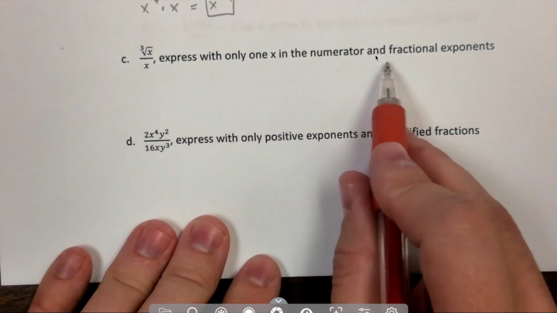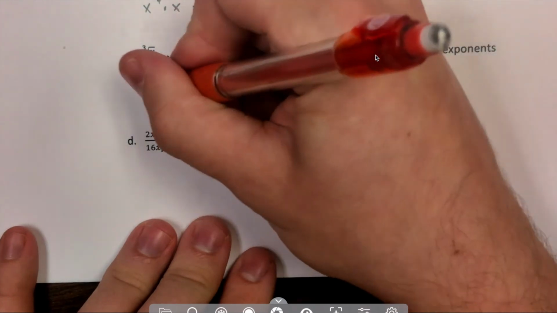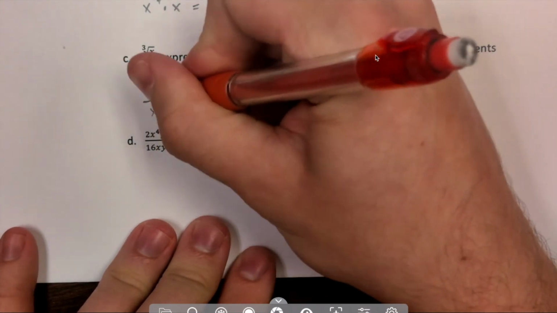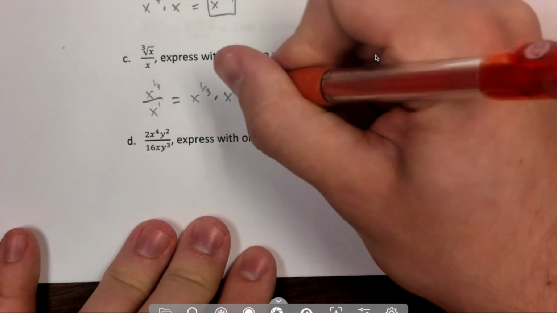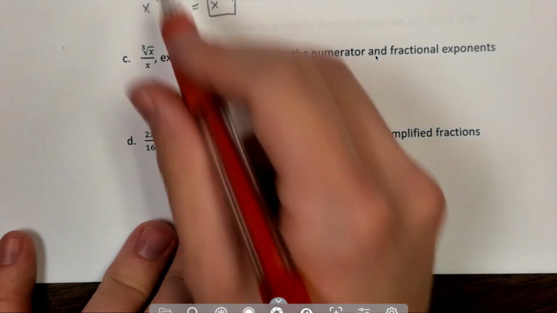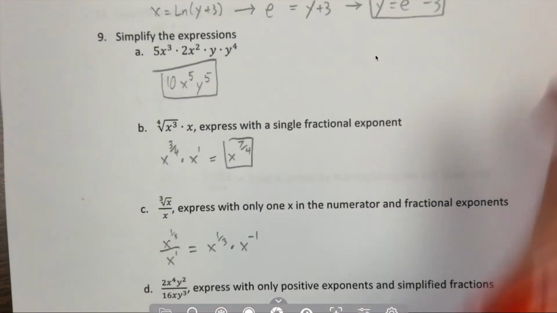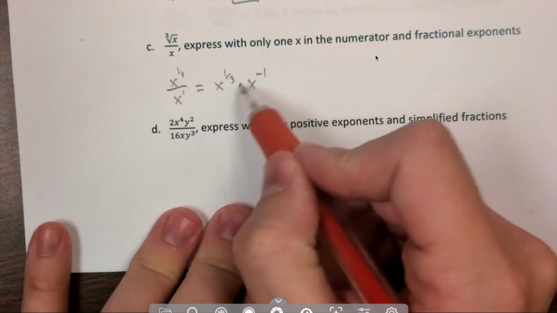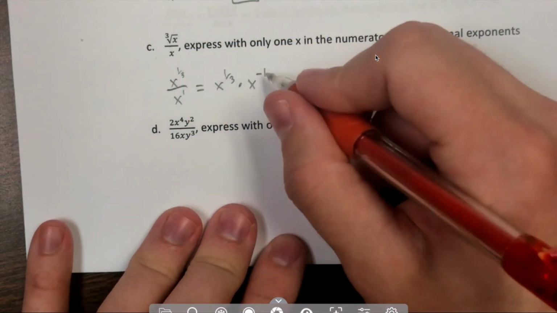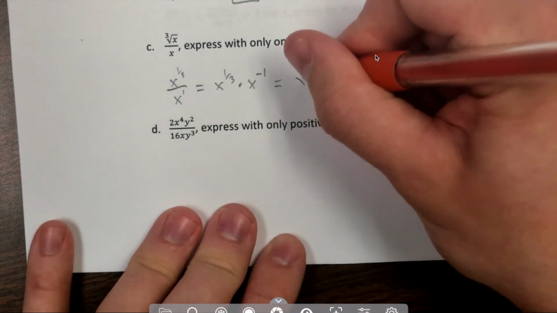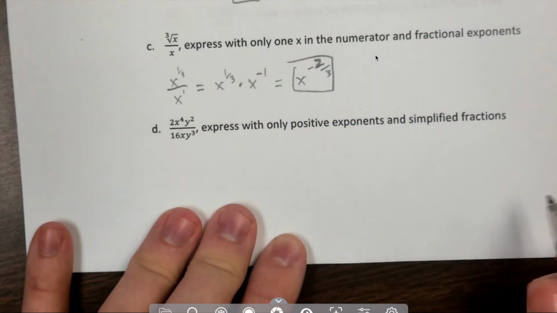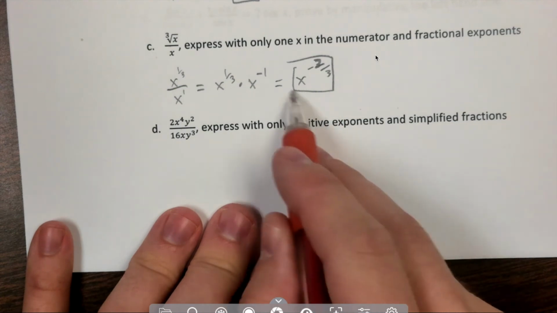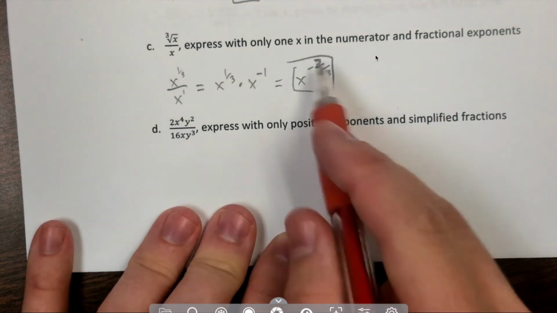All right. Up next, express with only one x in the numerator in fractional exponents. Okay, this is the same idea. I first got x to the 1/3. I've got x to the first. Now what I've really got there is I've got x to the 1/3 times x to the -1. Or in other words, if multiplication is the addition of exponents, then division is the subtraction of exponents. That's another way to think about that. So I've got 1/3 minus 1, so I've got 1/3 minus 3/3, which means I have x to the -2/3. So only one x in the numerator. There's no fraction, which means it's in the numerator, and fractional exponents, -2/3.